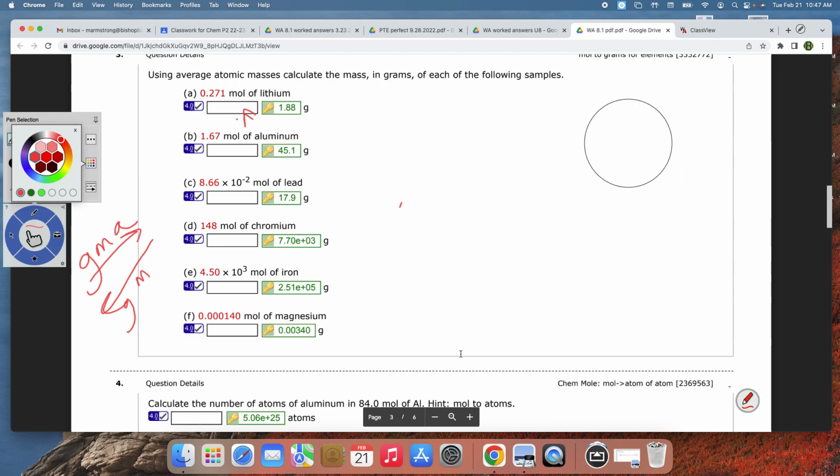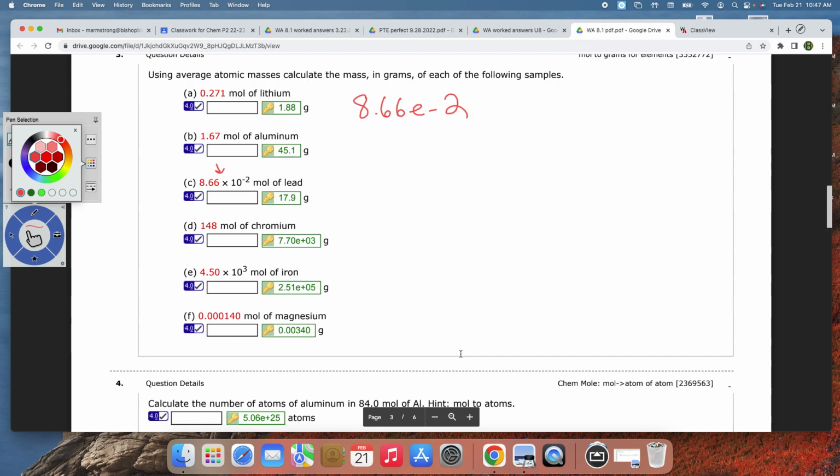Let's look at these and see if there's another one that's a little more challenging. I think they're all about the same. Let's do this lead one because it looks a little bit different. So 8.66 times 10 to the minus 2, you could write it as 8.66 e minus 2, or you could just move that decimal over twice. 1, 2. So it would be 0.866 moles of lead. Lead is Pb, it looks like peanut butter, or plumber's butonkus.